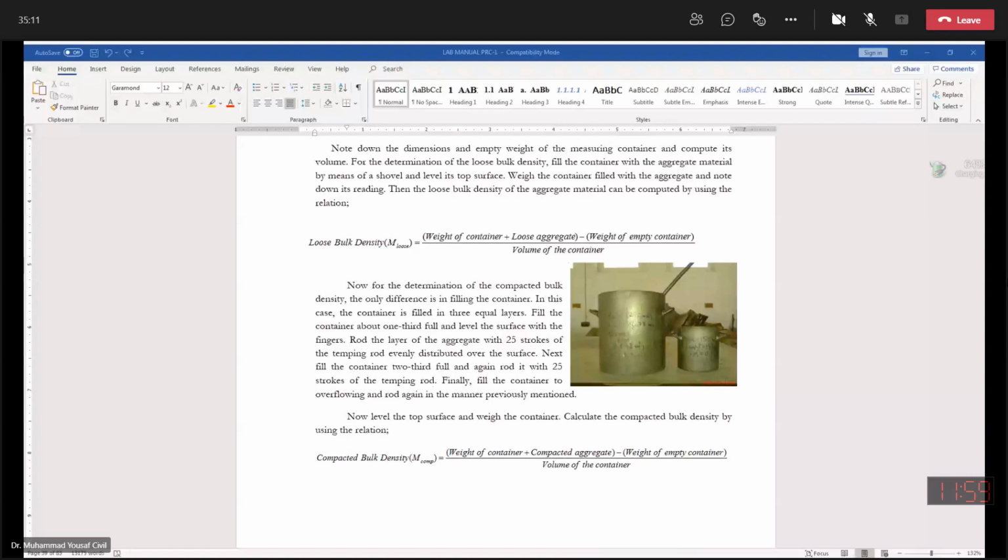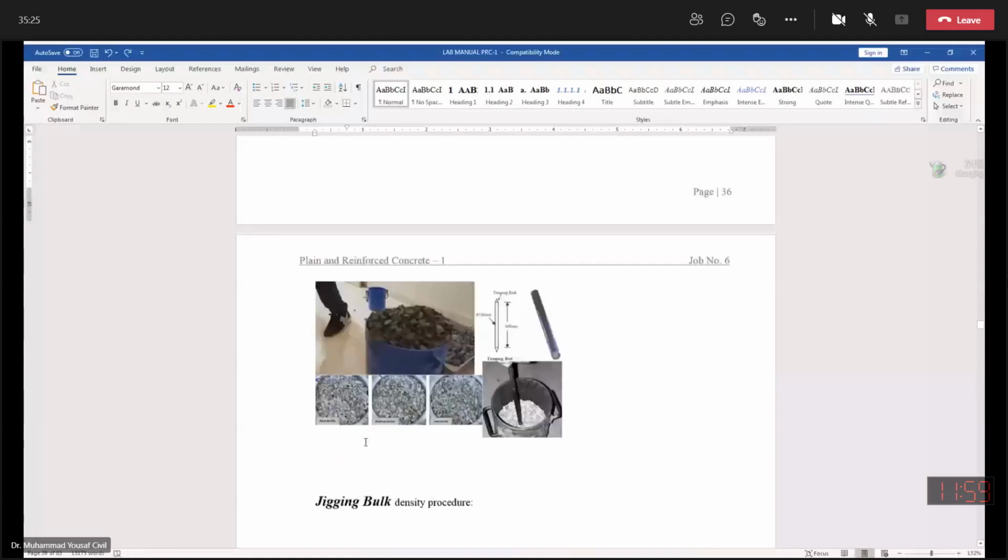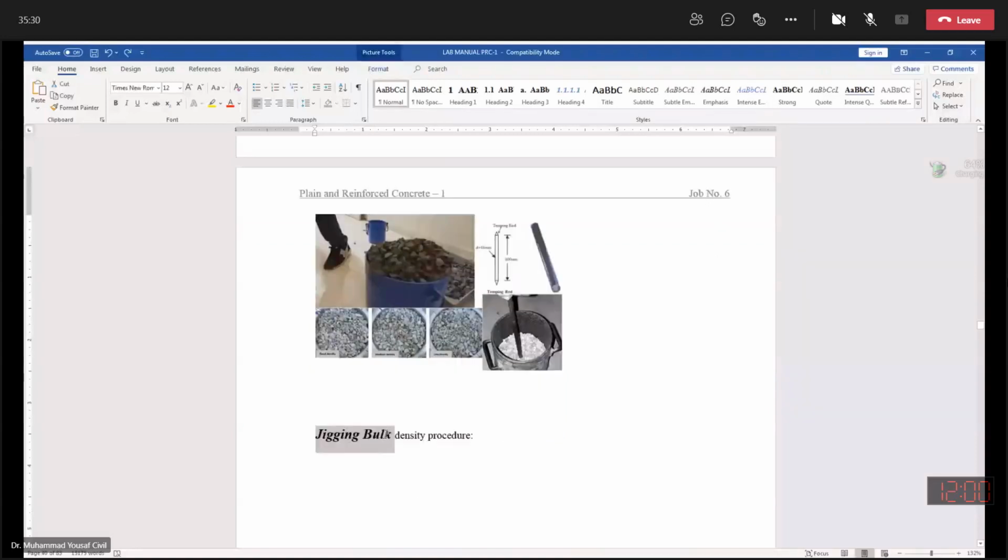Okay. So this is regarding the loose bulk density and compacted bulk density. The third one, which is not detailed in your lab report, is known as jigging bulk density. Jigging basically means to give a jerk. And what is the procedure?